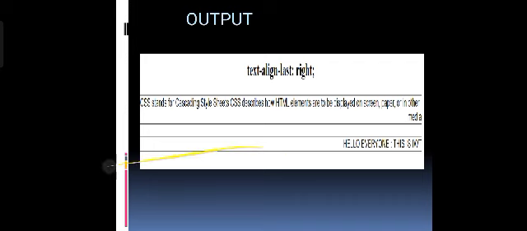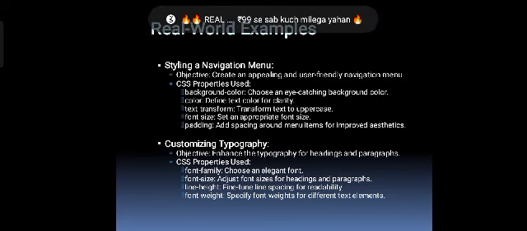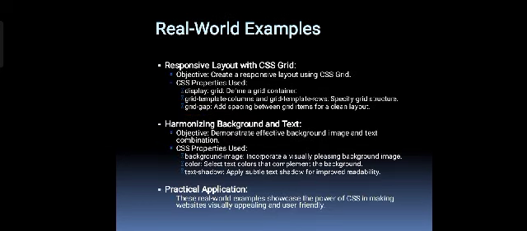Let's move further. Now real world examples. Styling a navigation menu. If you want to style a navigation menu, we can use different properties: background color, text transform, font size and padding to design according to our requirement. Customizing typography involves the objective to enhance the typography for headings and paragraphs. CSS properties: font family, font size, line height, font weight.